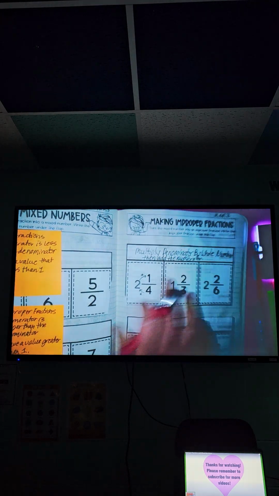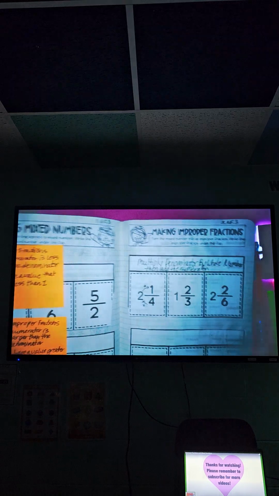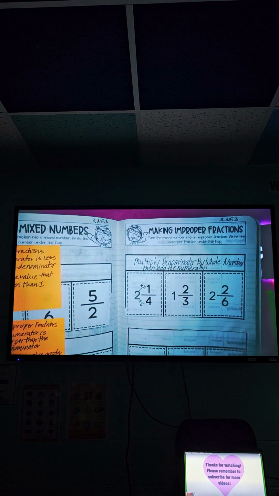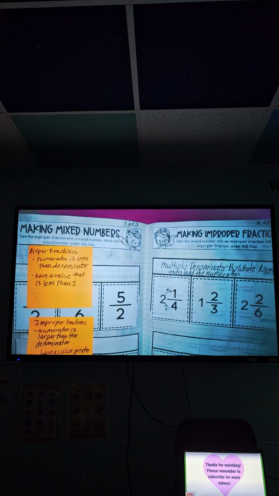Alright, so homework, these 2 pages. Making mixed numbers and making improper fractions. Don't forget your cursive pages as well.